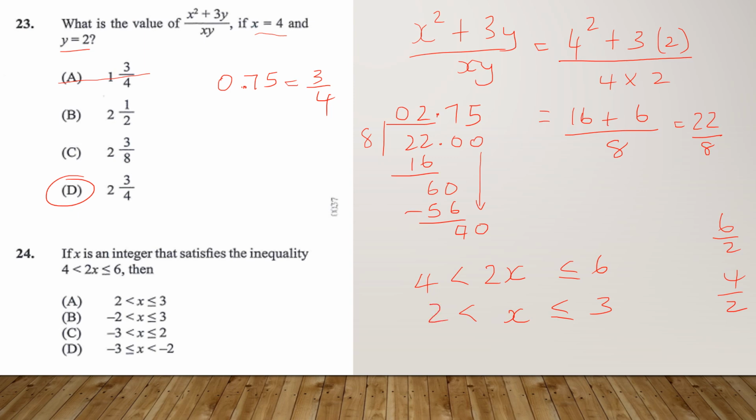So x is more than or equals to 2, but less than or equals to 3. So let's see. It can't be the negatives. It's not this, nor is it this. It's not negative, nor is it this. So the answer is A.